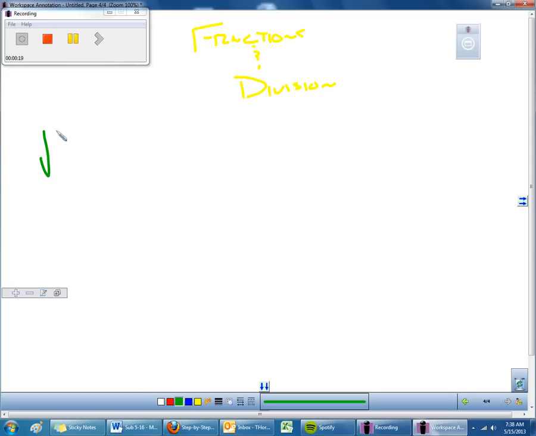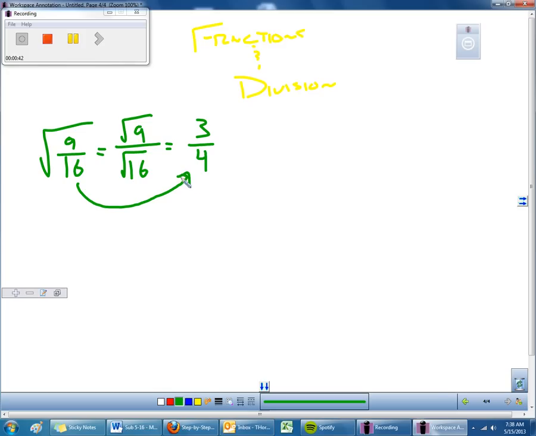If I have the square root of 9 over 16, I've got this whole fraction, or in other words, division problem under a radical. That's the same thing as if I have the numerator under a radical divided by the denominator under a radical. So square root of 9 would become 3, square root of 16 would become 4. So square root of 9 over 16 simplifies to become 3/4. Now that's your base example.